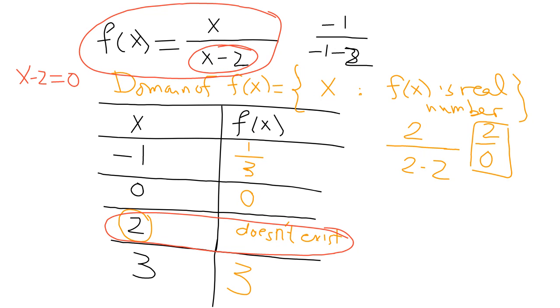Solve this equation. x equals to what? 2. At 2, we will have a problem with the denominator. Therefore, the domain of this function is all real numbers except for 2. So if you use D for the domain, you would write what?